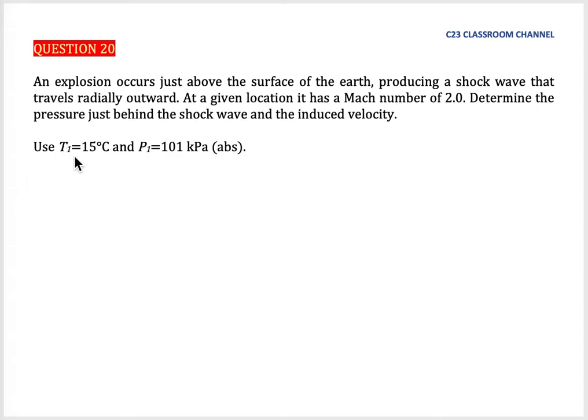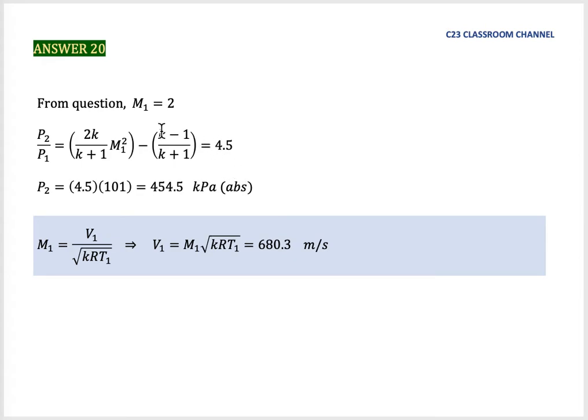We could use T1 equal to 15 degrees Celsius and P1 equal 101 kilopascal absolute. From the question, we know that the Mach number before the shock wave is equal to 2. By using this Mach number and this equation, we could calculate the ratio between P2 over P1. P2 here is the pressure after the shock wave and P1 here is the pressure before the shock wave. From the calculation here, we could get 4.5. We could use k equal 1.4 because our medium is air.